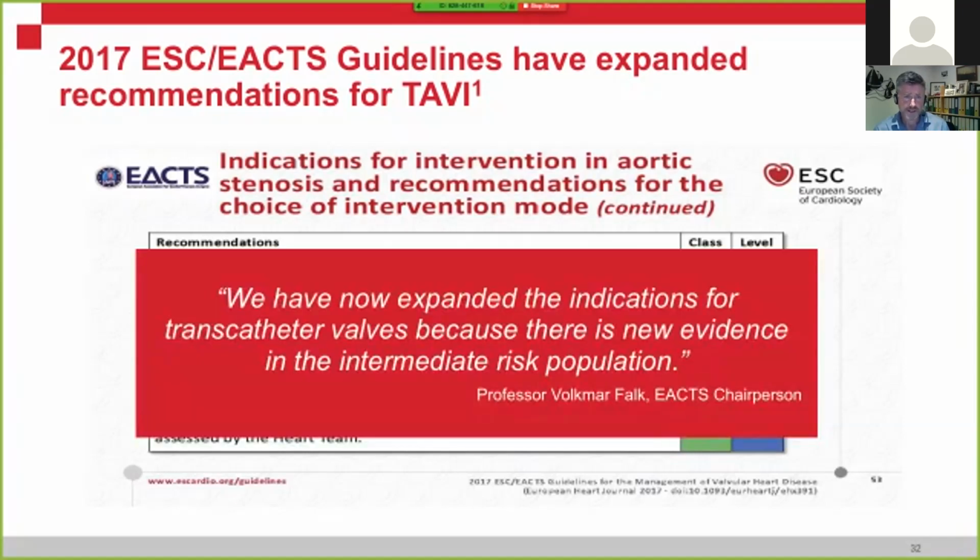So the ESC have now expanded the indications for transcatheter valves because there's new evidence in this intermediate risk population. I think we are going to be seeing a lot more of our patients having TAVI than would previously have been the case if it was just restricted to that high risk 10 or 20% of patients.